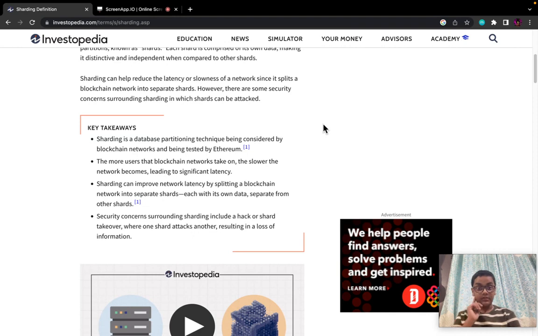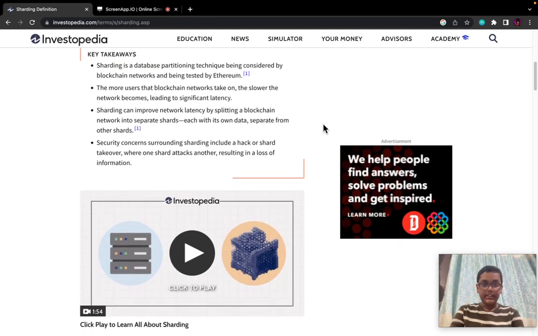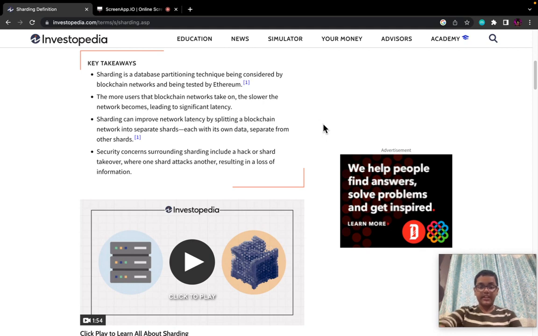Sharding can help reduce the latency or slowness of a network since it splits a blockchain network into separate shards. However, there are some security concerns surrounding sharding, in which shards can be attacked. Sharding is a database partitioning technique being considered by blockchain networks and being tested by Ethereum. The more users that a blockchain network takes on, the slower the network becomes, leading to significant latency.